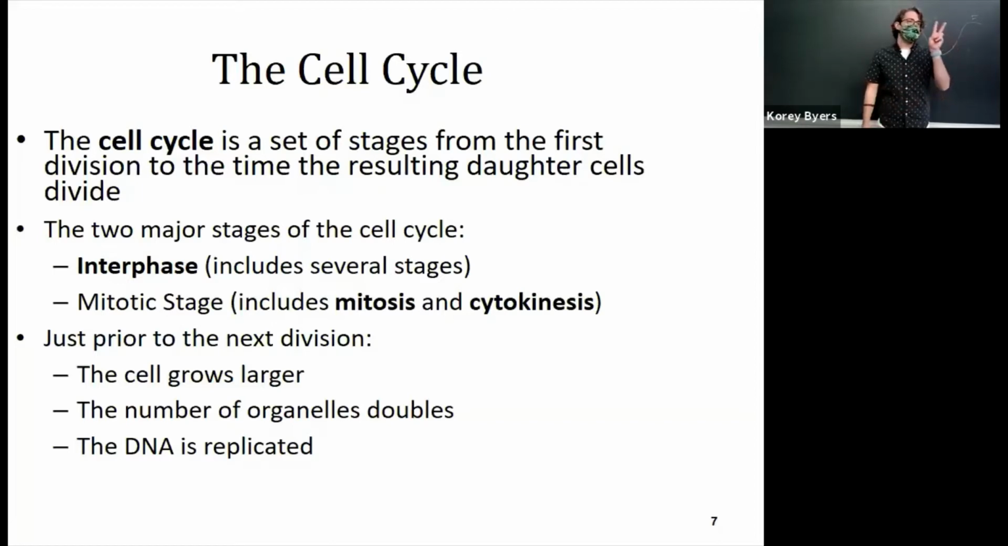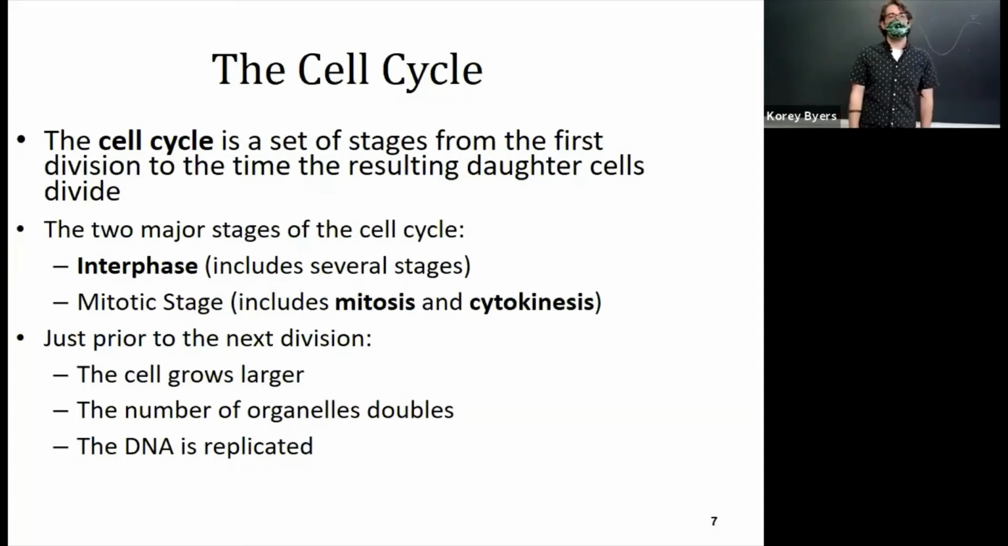There are two major stages of the cell's cycle. One we call interphase, and one we call the mitotic stage or mitosis. The mitotic stage also includes the cell dividing its cytoplasm in a process we call cytokinesis. And so mitosis is dividing the nucleus, cytokinesis is dividing the cytoplasm. You actually have to pull apart from the other cell and become two new cells.